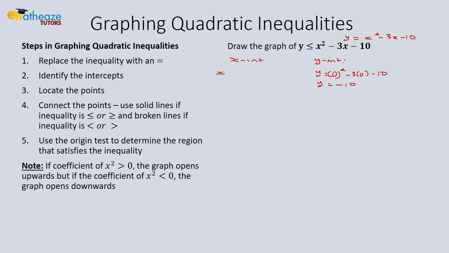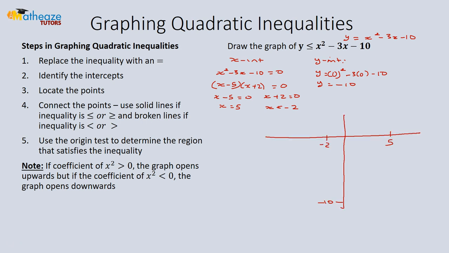Then x squared minus 3x minus 10 equal to 0. So we have x minus 5, x plus 2 equal to 0. X minus 5 is 0. X plus 2 is 0. So x equal to 5, x equal to negative 2. So our x-intercepts are 5 and negative 2. Our y-intercept is negative 10.